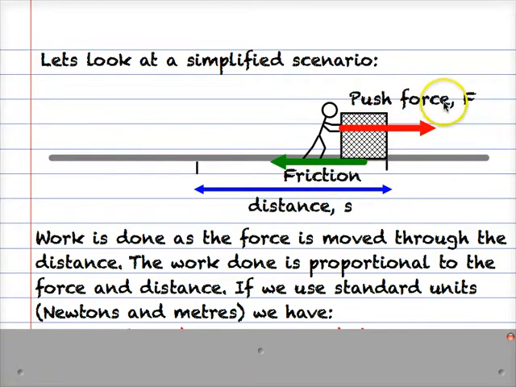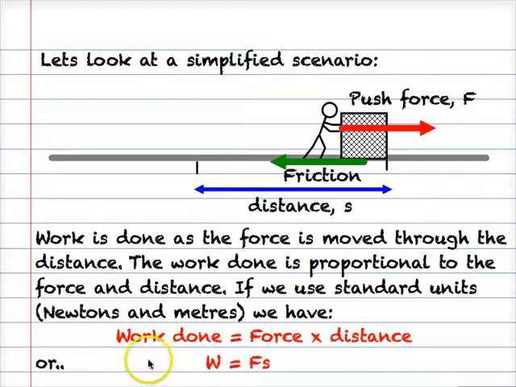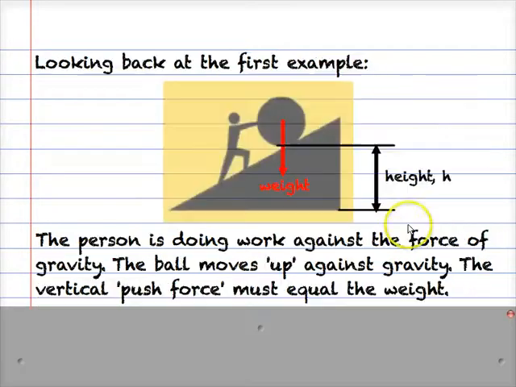If I double the push force, because the object is heavier, let's say, then also it's going to double the amount of work I do. So work is actually the product of those two things. Work done is the force applied multiplied by the distance moved, or in symbols, W equals Fs. Let's look back at the first example again.